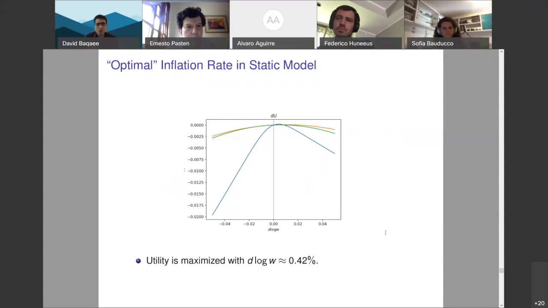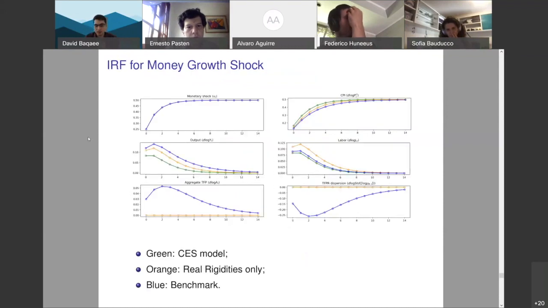You can also do what is the optimal amount of inflation in the static model, like a one-shot thing. That's very easy. And what you see is that utility would be maximized with a little bit of inflation. But it's not in the standard model. There's no inflationary impulse whatsoever. In this model, there's a bit of inflationary impulse because it helps with these misallocation effects, but not that much. You know, it's a pretty small effect.